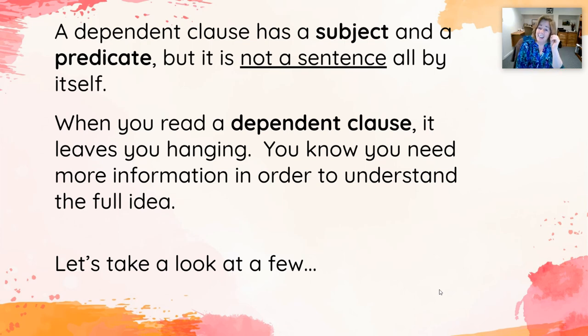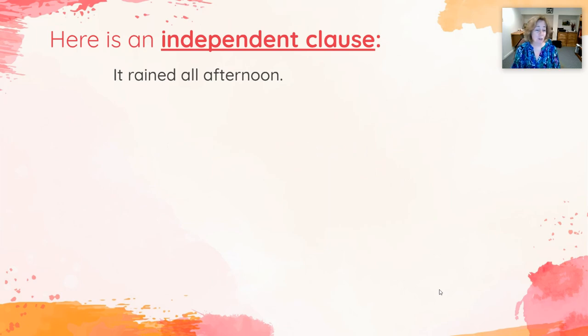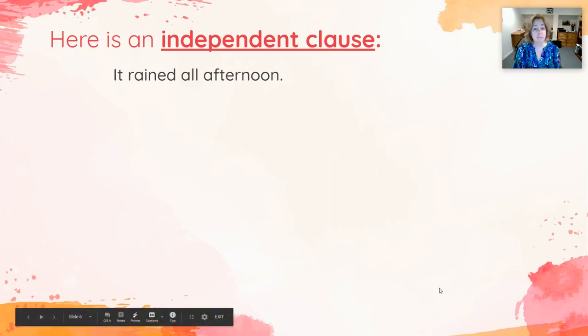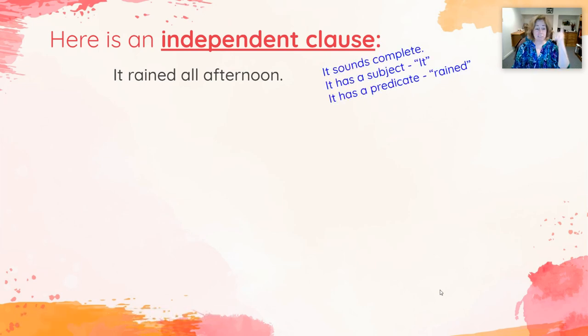When you read a dependent clause, it leaves you hanging. You know you need more information in order to understand the full idea. Let's take a look at a few. Here's an independent clause. It rained all afternoon. It sounds complete. It has a subject. It has a predicate. It rained all afternoon, period. That is a simple sentence, an independent clause.